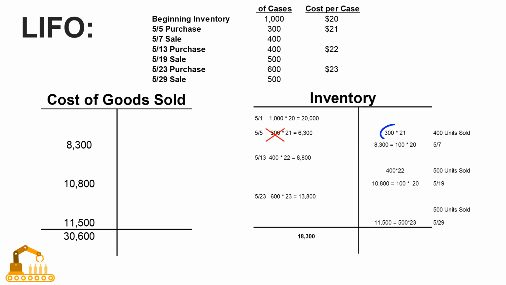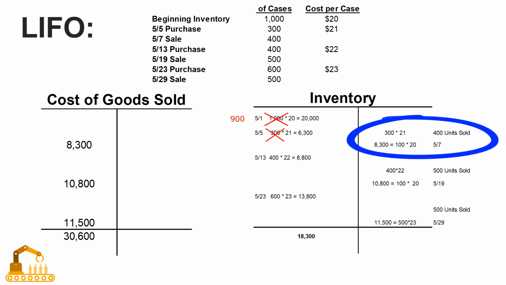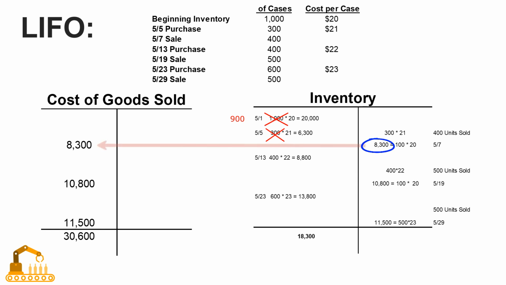And if I sold 400 units, then I must have sold an additional 100 units coming out of that beginning inventory, leaving me with 900 units left over at this point in time. So under a LIFO basis, I would show a cost of 300 units at $21, and 100 units coming out of the beginning inventory at $20 a unit, or cases. The total being 8,300. Credit inventory, debit cost of goods sold.